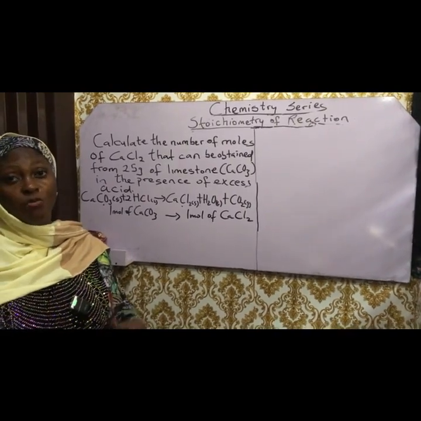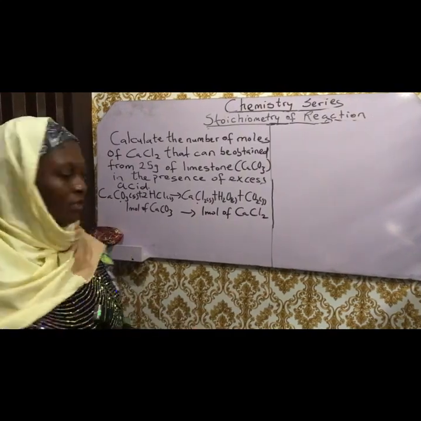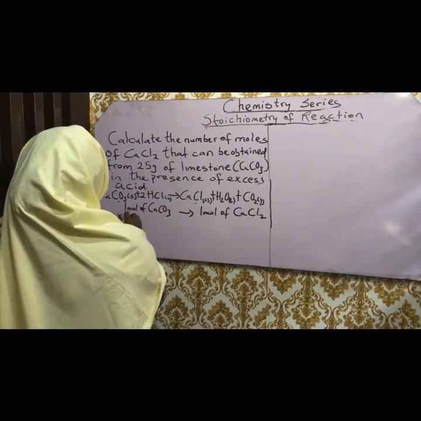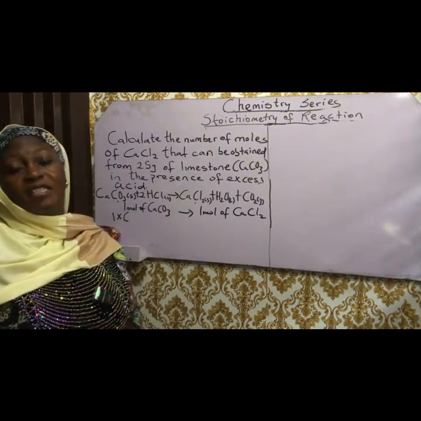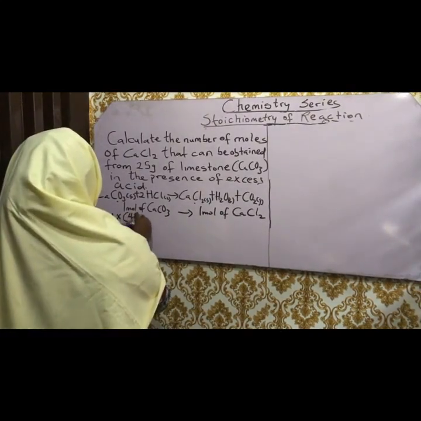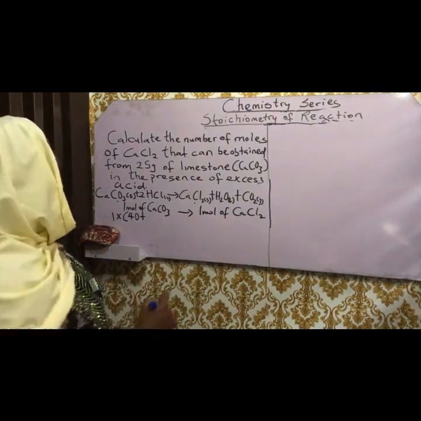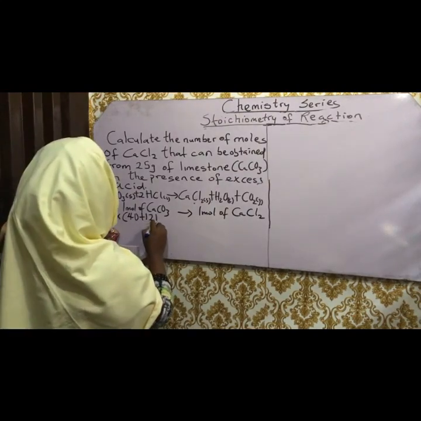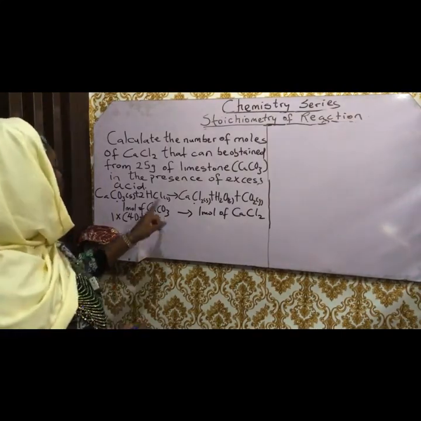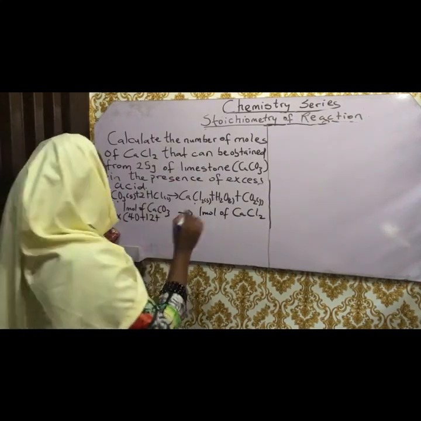Let's convert 1 mole of calcium carbonate to mass. In the previous class, we learned that to convert mole to mass, you multiply by the molar mass. So 1 mole, that will be 1 times: calcium has a relative atomic mass of 40, plus carbon has a relative atomic mass of 12, and oxygen has a relative atomic mass of 16. You have 3 atoms of oxygen, that is 3 times 16, which is 48.